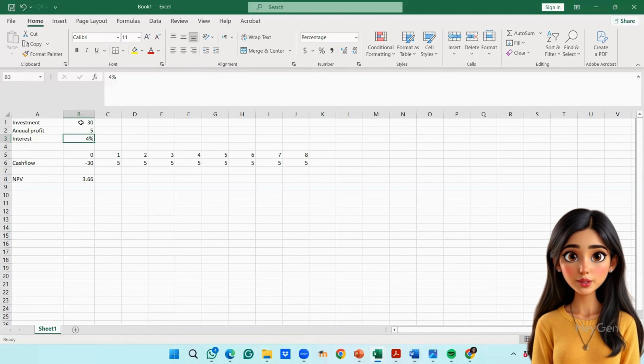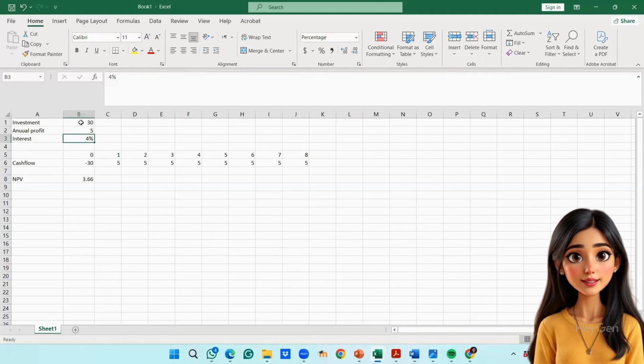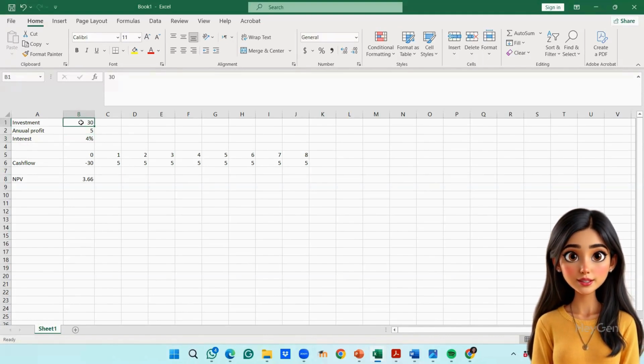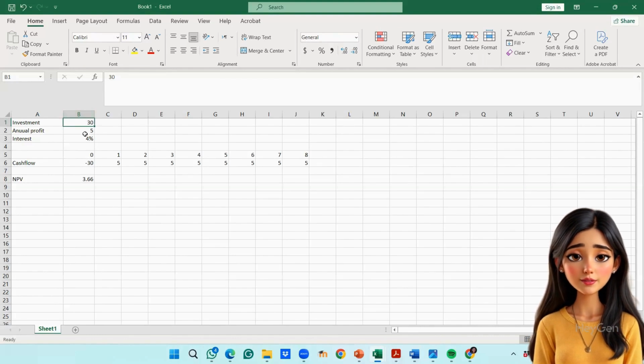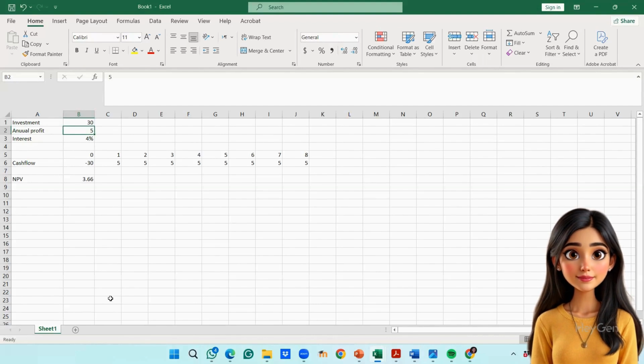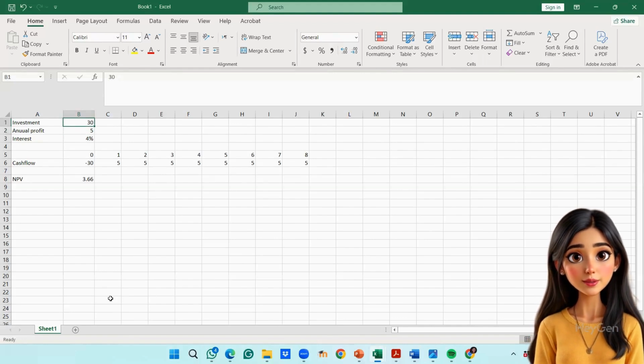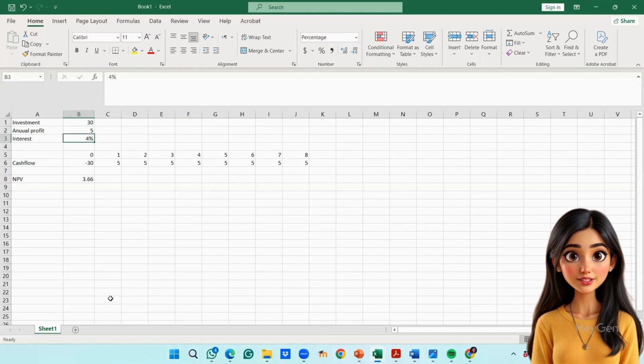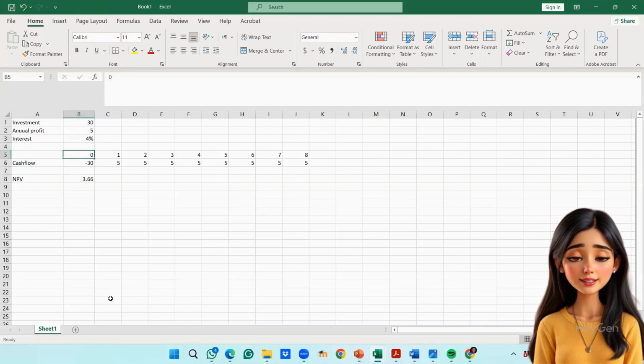I'm planning to open a pizzeria, and opening that pizzeria requires an investment of $30. On top of that, I'm expecting to have an annual profit of $5 every single year. Sounds good so far, right? But here's the twist. If I open the pizzeria and take out a loan of $30 to cover the investment, I'll have to pay interest to the bank. Let's say, for this example, that the interest rate is 4%.